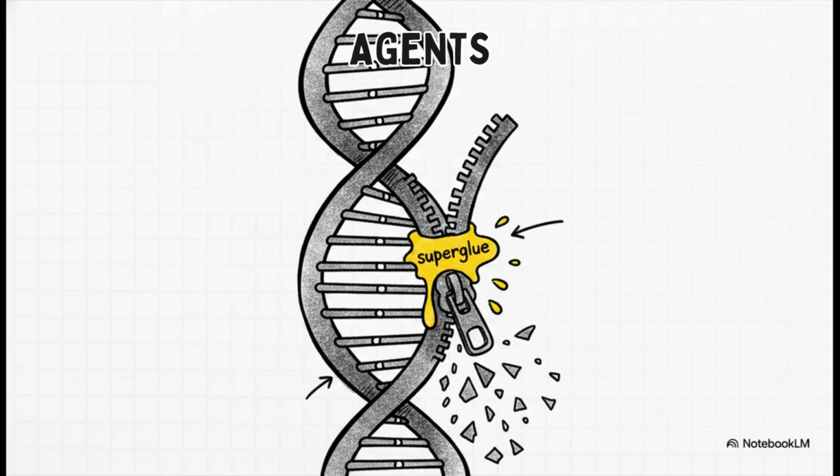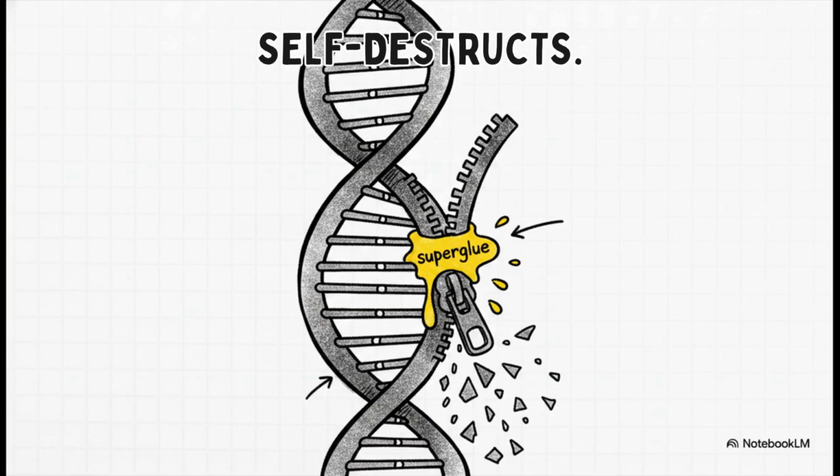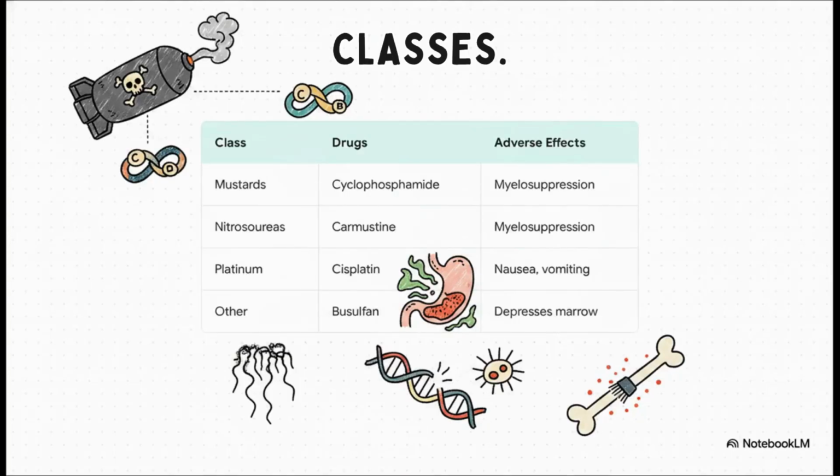And because most of these agents are bifunctional, meaning they've got two reactive groups, they can actually cross-link two entirely different guanine bases on the DNA strands. This physical cross-linking completely jams up DNA replication. It causes defective chain replication, actual strand breakage, and ultimately, it triggers cellular apoptosis. The cell just self-destructs.